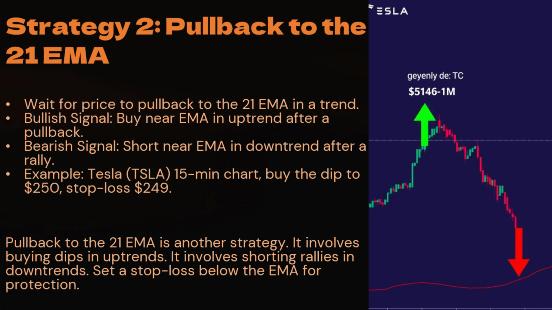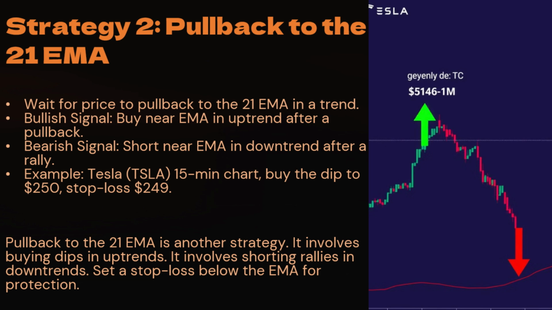Strategy 2: Pull back to the 21 EMA. Wait for price to pull back to the 21 EMA in a trend. Bullish signal: buy near the EMA in an uptrend after a pullback. Bearish signal: short near the EMA in a downtrend after a rally.